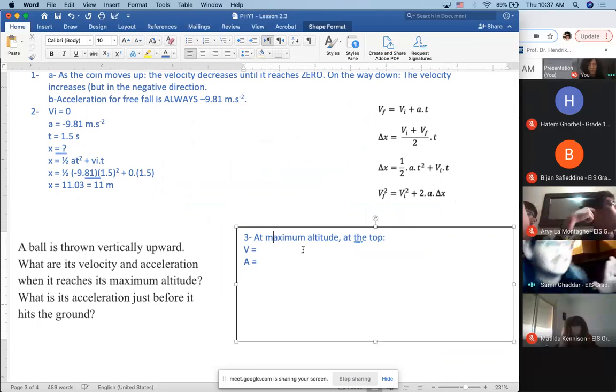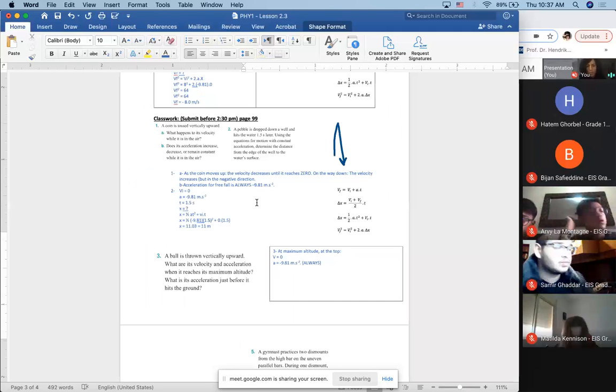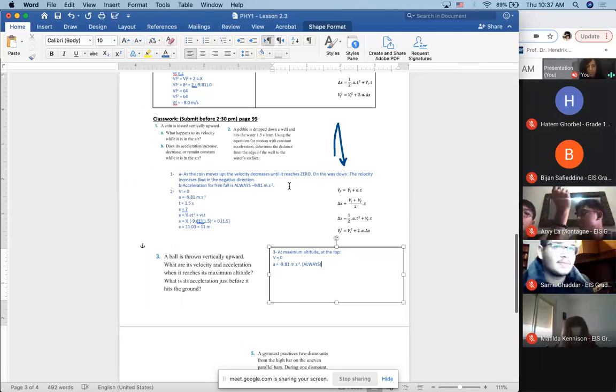It reaches 0? Yeah, so V is 0 at the top. And what about A? Also 0? No, A is negative 9.81 meter per second squared always. What's weird is that I've been saying acceleration is negative 9.81 meter per second squared always, and I've been saying that for a week. Look, everyone is doing it wrong. Sean made a mistake, and now you, Samir. Acceleration never changes, it's gravity.